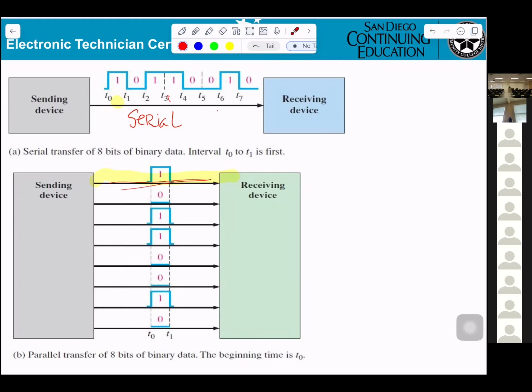Question: for now, how many bits for the data line? How many wires? The answer will be 32. That means each time they transfer 32 bits. It must be faster than 8 bits.